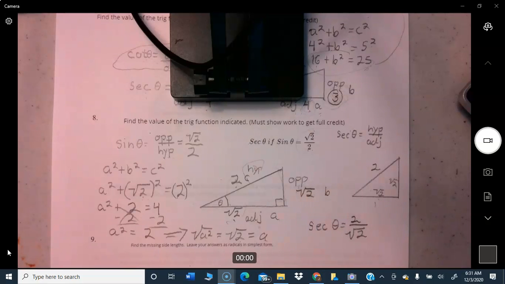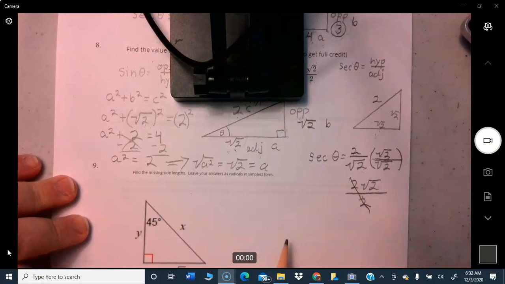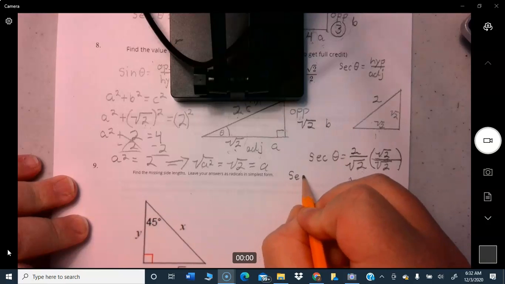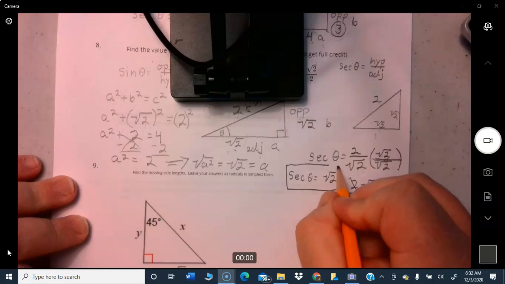However, if you remember from learning radicals and roots, you can't leave a radical or a root on the bottom. So how do you get rid of it? You multiply top and bottom by the square root of 2. So 2 times the square root of 2 is 2 times the square root of 2. And the square root of 2 times the square root of 2 is 2. Again, you're taking the square root of 2 and squaring it down there. So that's 2. And now you can cancel those 2's. So your final answer here is secant of theta equals the square root of 2. That's your final answer.